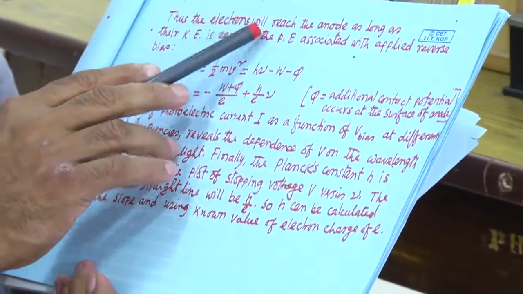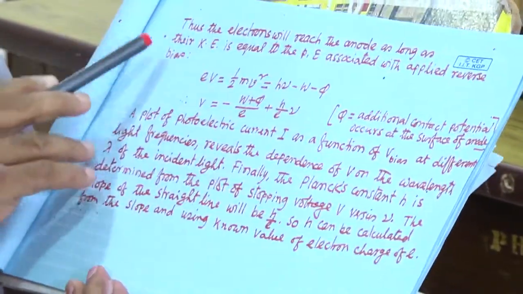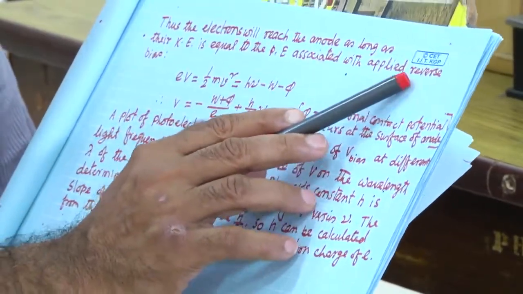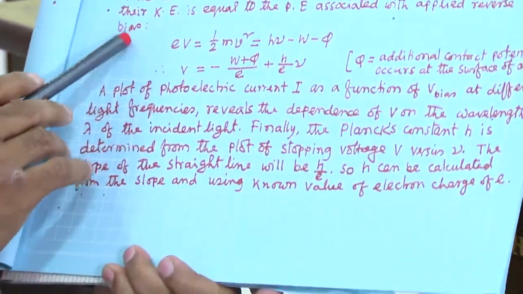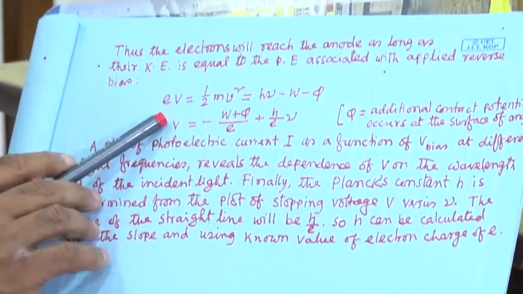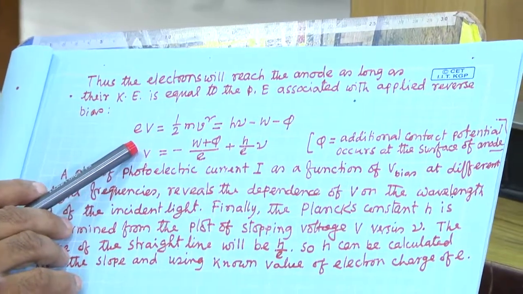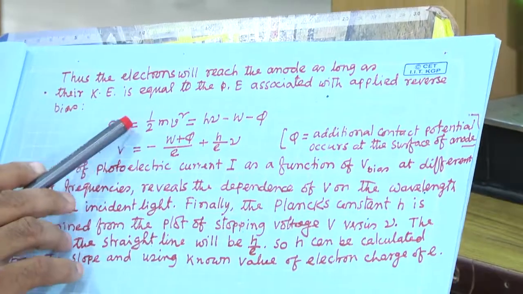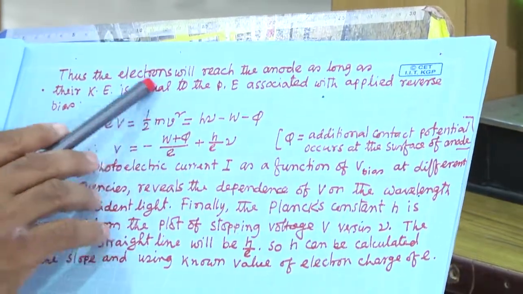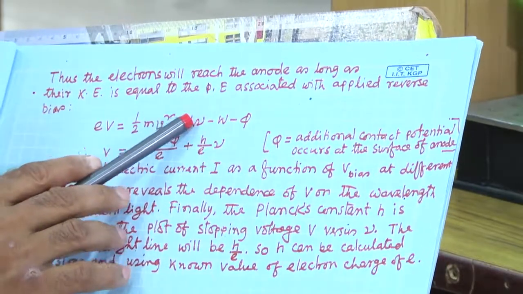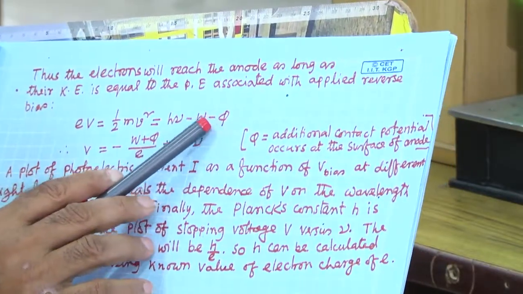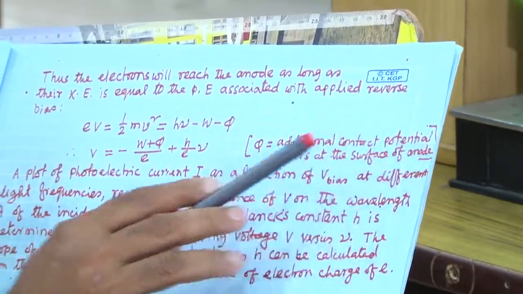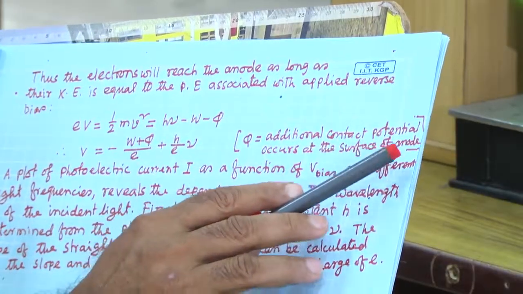Thus the electrons will reach the anode as long as their kinetic energy is equal to the potential energy associated with the applied reverse bias. That is, the potential energy eV is equal to half mv square. So, half mv square is equal to h nu minus W. Here an additional minus phi I have written. This phi is basically an additional contact potential that occurs at the surface of the anode.